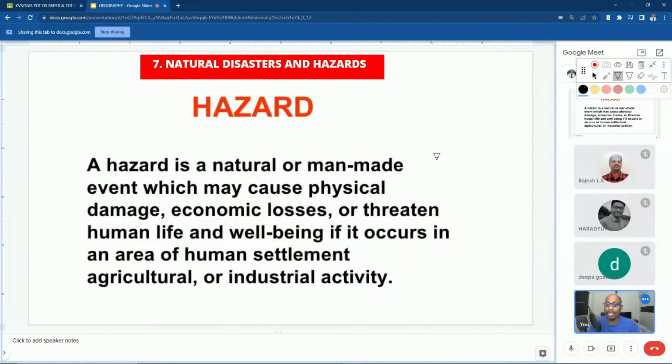So what is a hazard? A hazard is a natural or man-made event which may cause physical damage, economic loss, or threaten human life and well-being if it occurs in an area of human settlement, agricultural or industrial activity. So it can be natural or even man-made, and it will create a lot of physical damage to property or economic losses, or even threaten the security of life and well-being. In areas of human settlement, it can affect agriculture or industrial activity also.